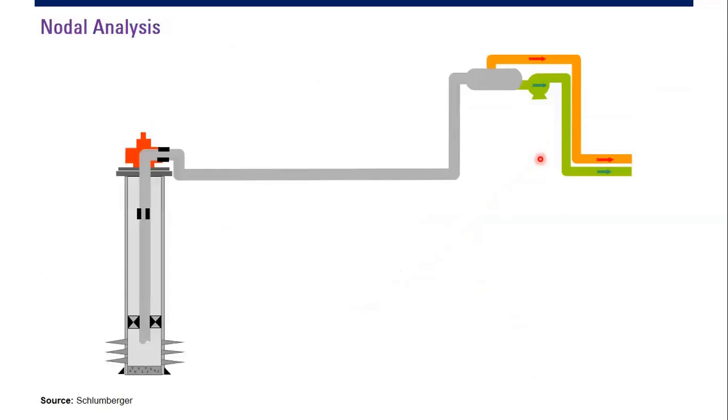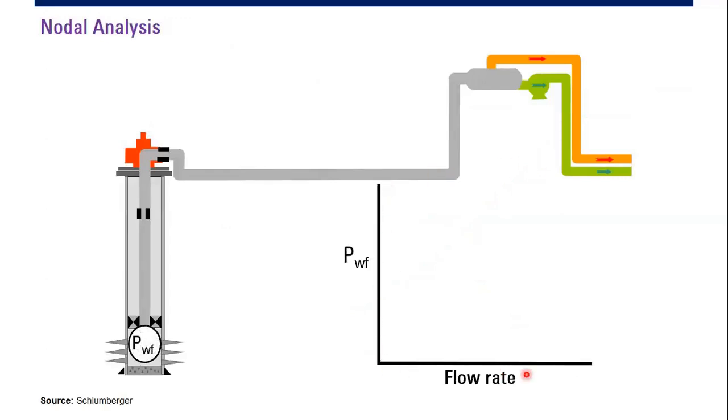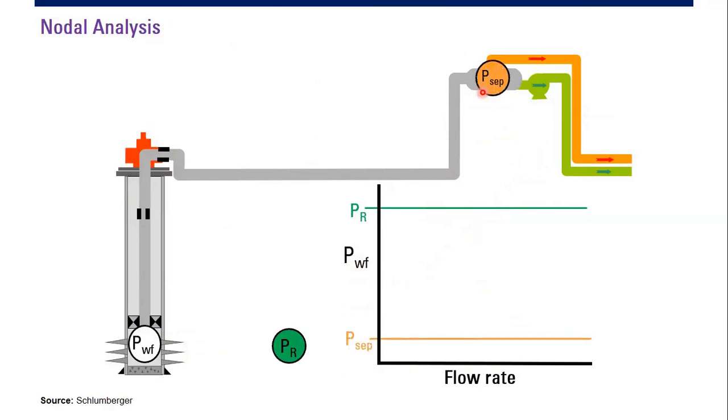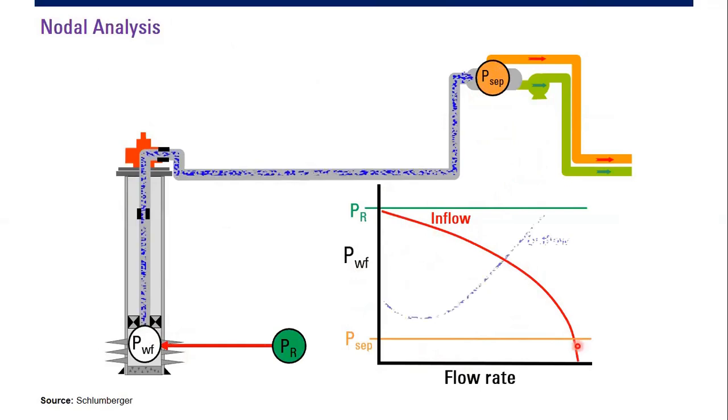Again, we have this axis, PWF, flowing pressure, and the flow rate, and we have the reservoir, wellbore, flow line, and separator. We know the reservoir pressure, we know the separator pressure, we know the inflow performance curve, and we know the outflow performance curve, so we know the operating point, which is indicated by the PWF at well testing time and the flow rate at well testing time.